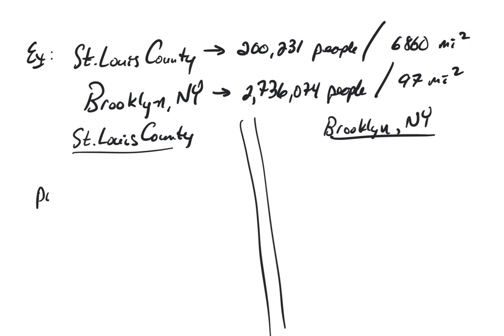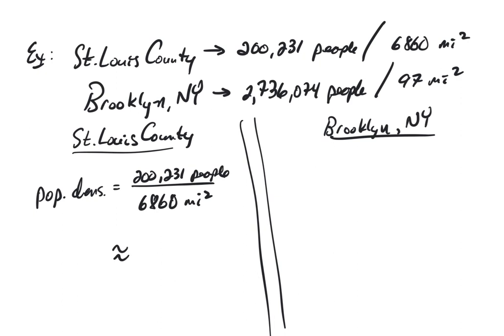And so our population density for St. Louis County, and this, by the way, if you didn't notice, is in terms of people. So it's going to be the number of people, 200,231 people that live in St. Louis County. And the area of St. Louis County is approximately 6,860 square miles. So if we take our population and divide by its area, we get the number of people per square mile. So in St. Louis County, there are approximately 29.2 people per square mile, right?